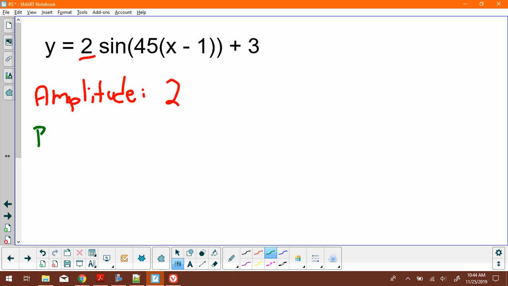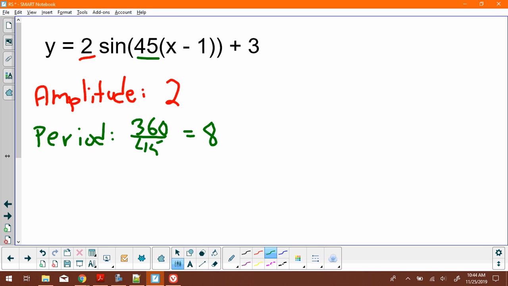To get the period of the function, that comes from here, the horizontal stretch or compression. The period is always 360 divided by what that value is. So 360 divided by 45 is, I think that's 8, but I'm just going to check. Okay, 8. So this graph will repeat in 8.